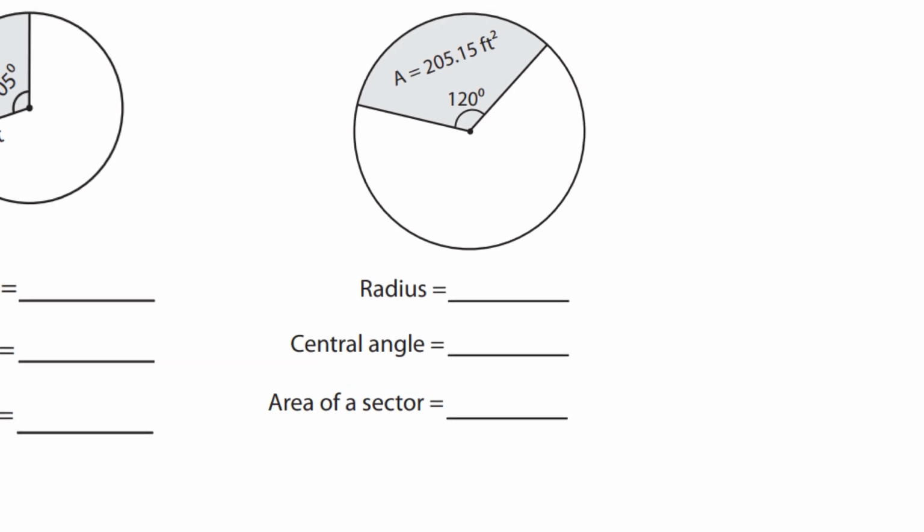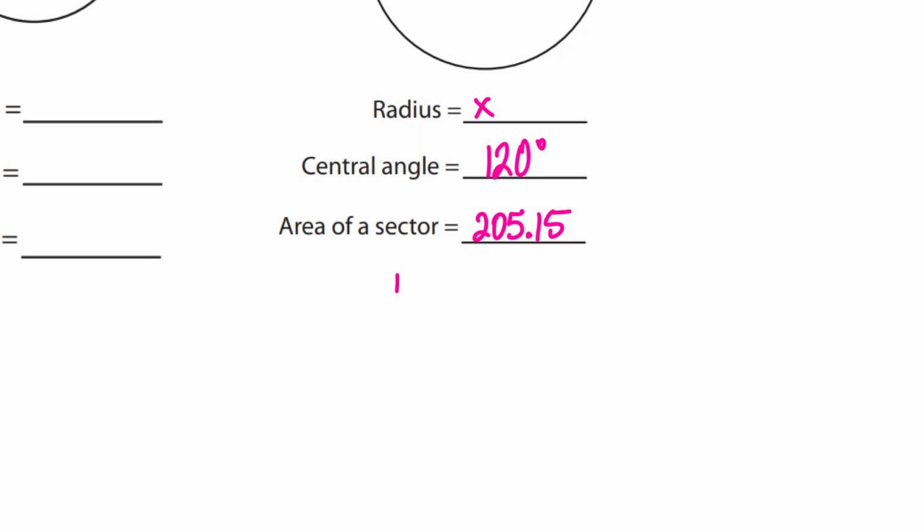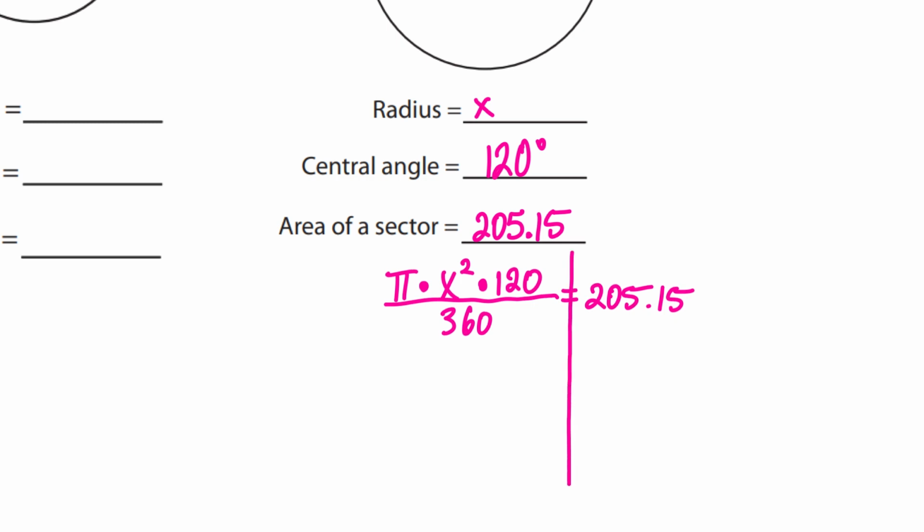So what's the radius on this one? We don't know. That's what we don't know this time. What's the measurement of the central angle? 120 degrees, and then the area is 205.15. So pi times the radius squared, which this time the radius is the unknown, so there's going to be pi times x squared times 120, because we know the angle is 120 over 360 equals 205.15. 360 and 120 cancel out to 1/3. Again, I'm solving for x here.